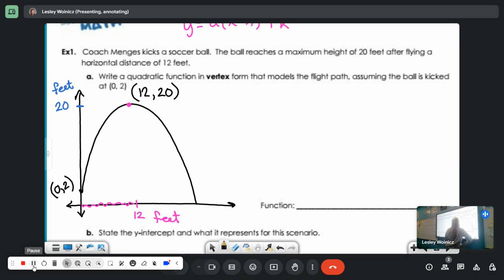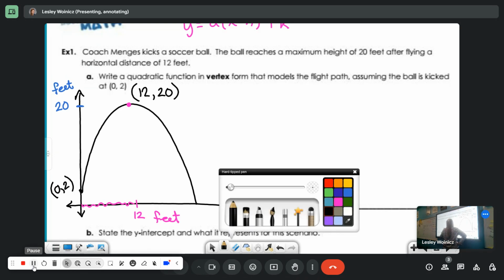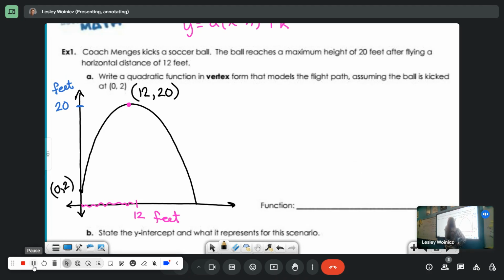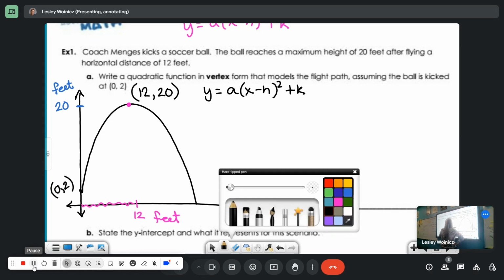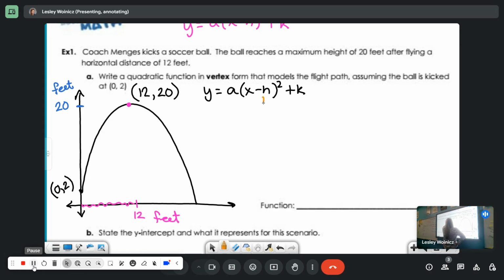Okay, so we know a whole bunch of stuff. If I think about vertex form, let me rewrite it here. Y equals a times x minus h quantity squared plus k. We know a whole bunch of this stuff. Do we know the h? Yes. What is it? It's 12. Okay, it's going to look like negative 12 when we plug it in. All right, what about the k?